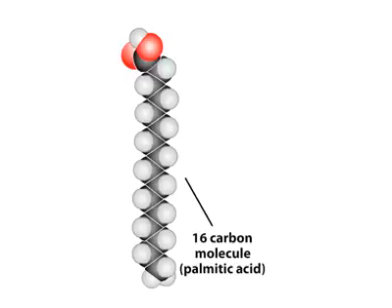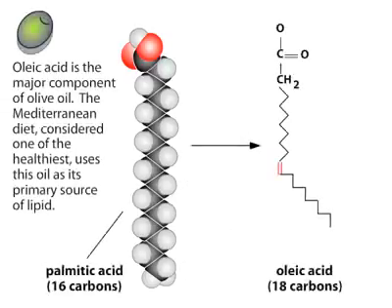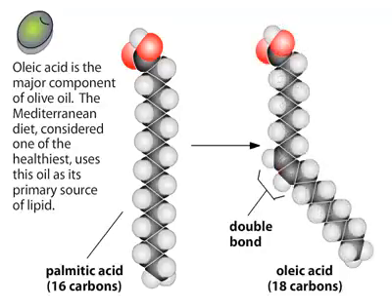A cell can use palmitic acid to form other fatty acids, such as oleic acid. In this process, oleic acid is formed by adding 2 carbon atoms to palmitic acid, and then by inserting a double bond between carbons 9 and 10. Because oleic acid has 1 double bond, it's considered a monounsaturated fatty acid.